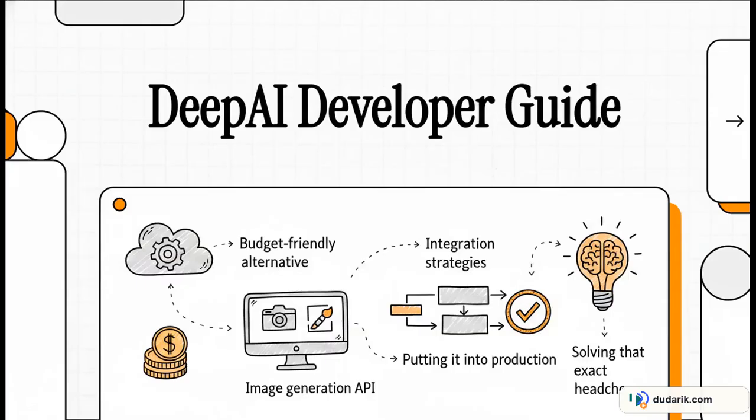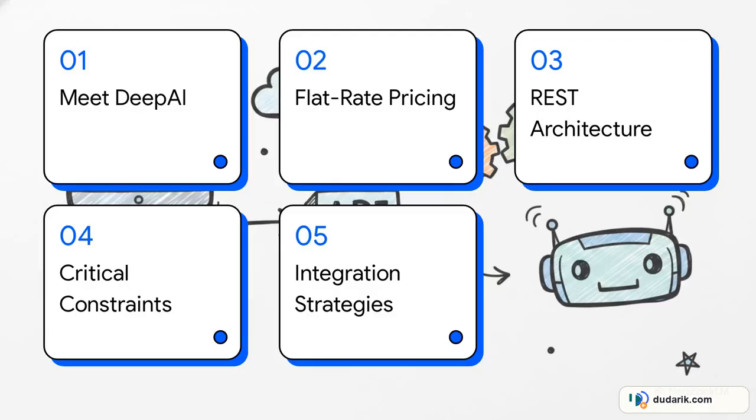Well, welcome to today's Explainer. We're looking at a highly pragmatic, budget-friendly alternative today that might just solve that exact headache. We're talking about DeepAI. We're going to break down exactly what you need to know about this platform, focusing on its flat-rate image generation API, its beautifully simple architecture, and the real-world integration strategies you absolutely need to put it into production safely. Okay, let's dive right in.